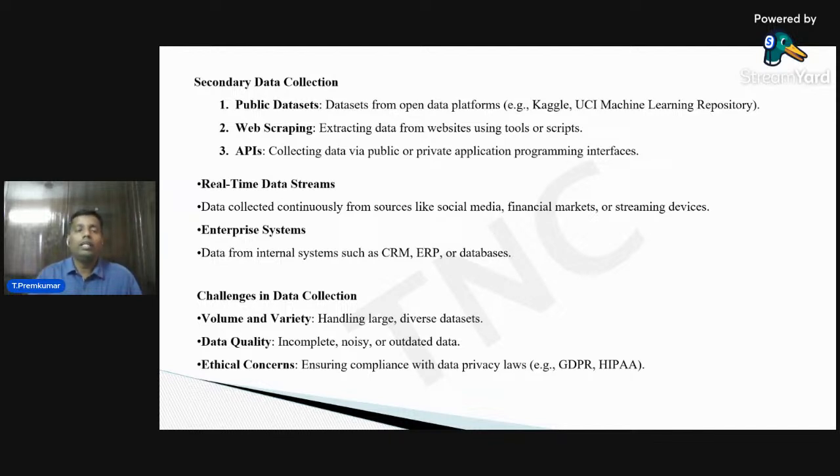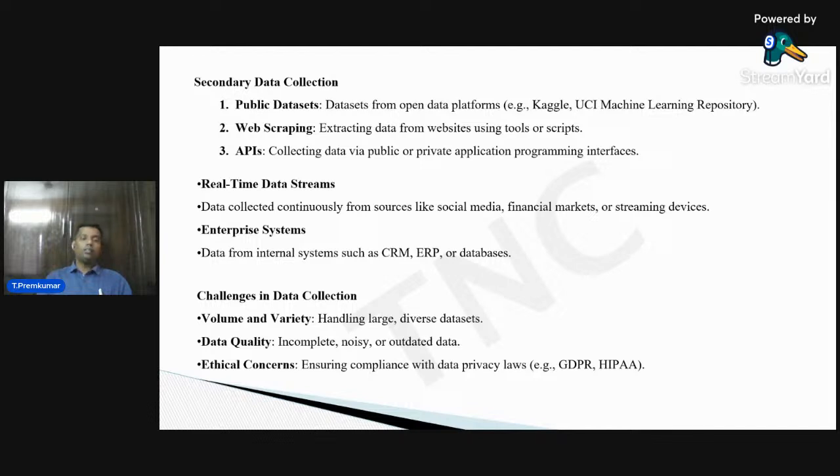That is, we can get the data sets from open data platforms online, and that is called the public data set. The next one is web scraping, extracting data from websites using tools or scripts. Then the API, collecting data via public or private application program interfaces. Then real-time data streams, which is data collected continuously from sources like social media, financial markets, or streaming devices.